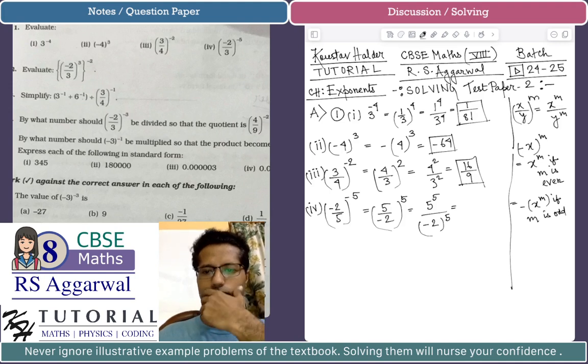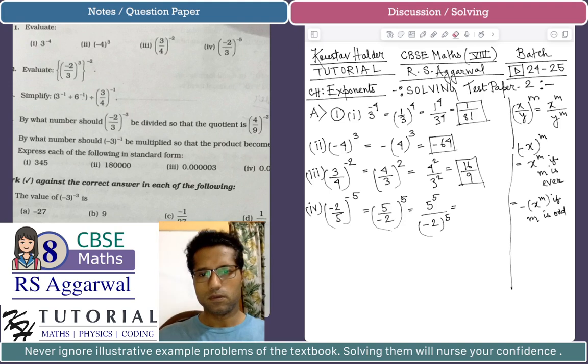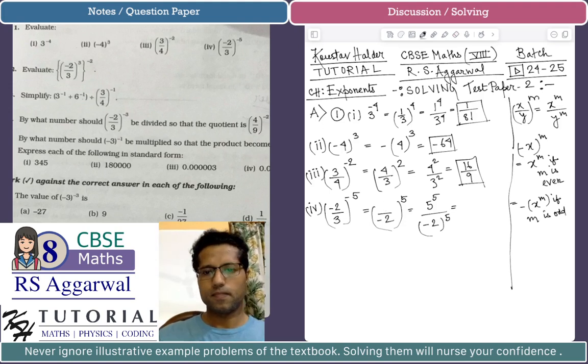5 raised to the power 5. Oh no, it was 2 by 5. 4 is 2 by 3, sorry, not 5. It is 2 by 3. So we have 2 by 3.